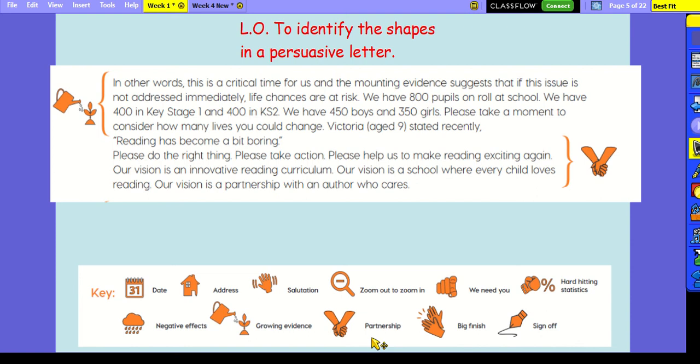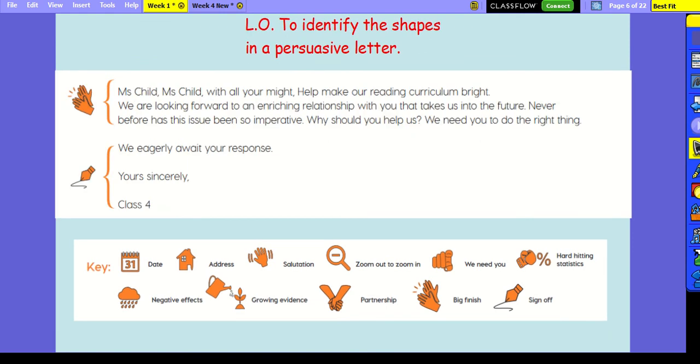Our vision is an innovative reading curriculum. Our vision is a school where every child loves reading. Our vision is a partnership with an author who cares. A big finish now.